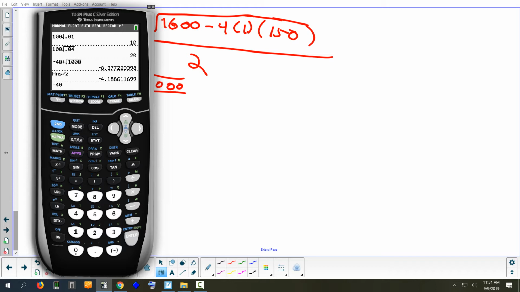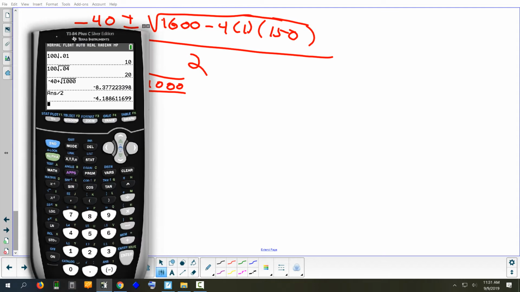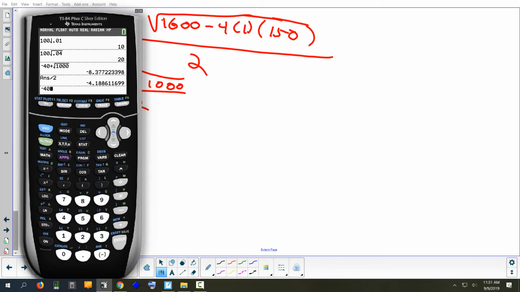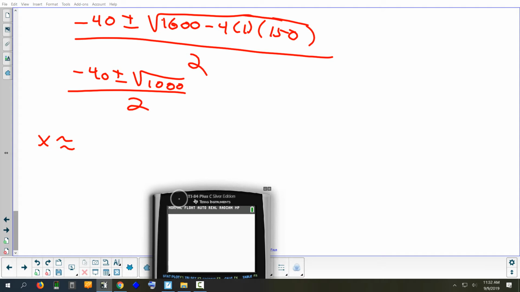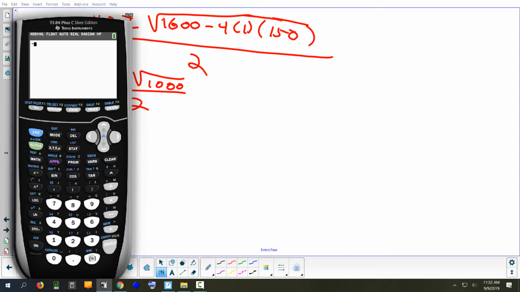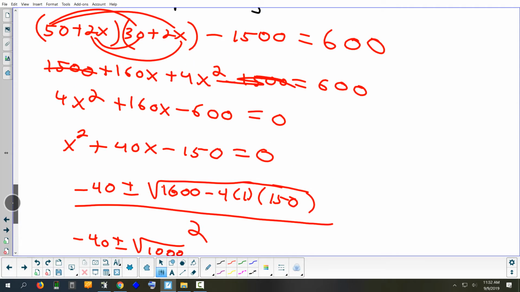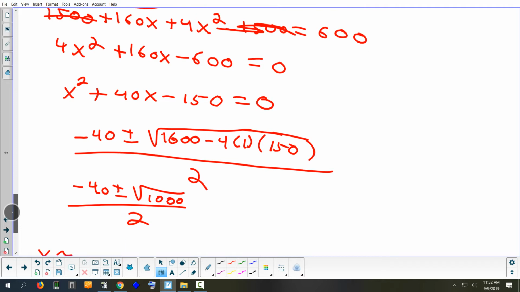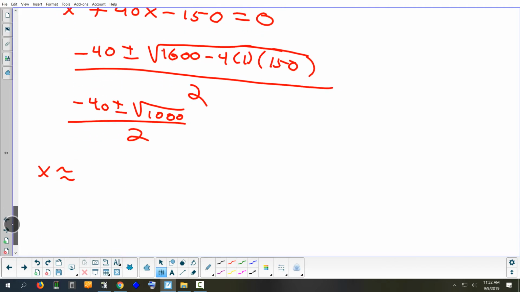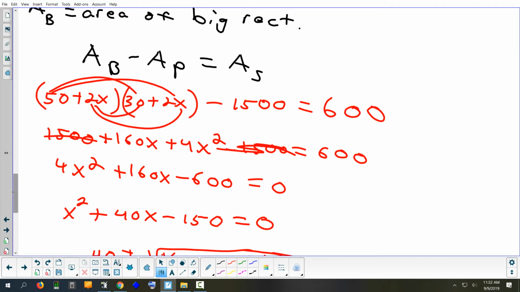Negative 40, was it negative 40? Yeah. Negative 40 plus the square root of 1,000. That's what you did last time. Then let's do negative 40 minus. The problem is that's going to be negative too. Would we just take the absolute value? Or what would happen? So let's see, make sure we FOILed everything correctly.